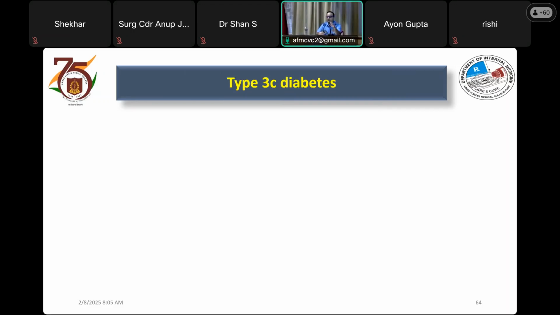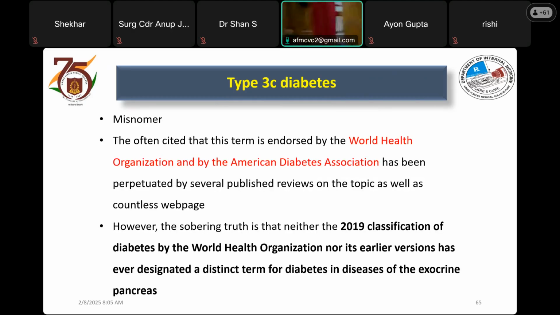So what is type 3C pancreatitis? Sir, it is also known as brittle diabetes, pancreatic diabetes with exocrine and endocrine insufficiency. The term type 3C diabetes is very commonly used in place of pancreatic diabetes, but actually it is a misnomer, and we have to go through the history.